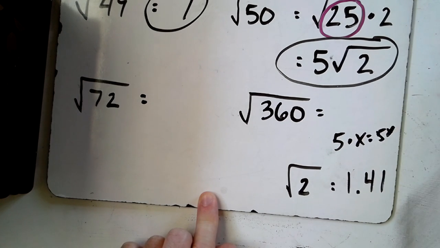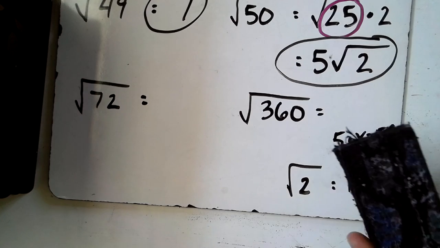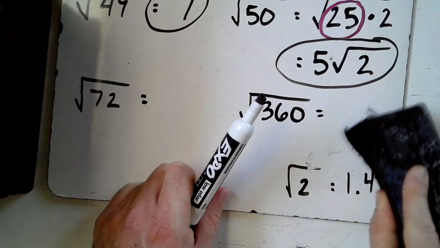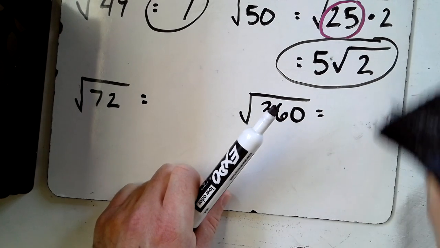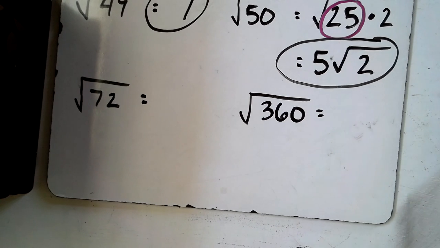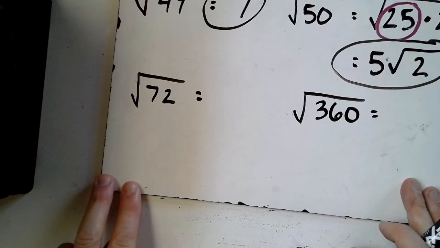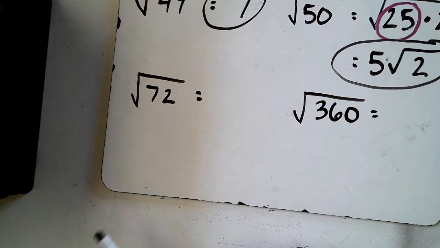As soon as we get down to either a prime number or a number that does not have a perfect square, then we're done. Okay? So now I'm going to look at 72. With 72, we want to take the largest perfect square.